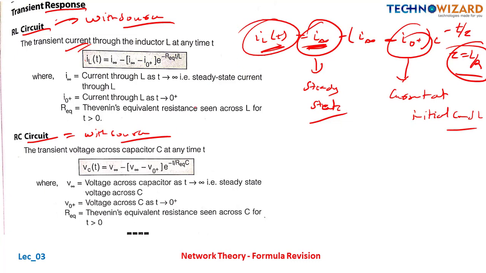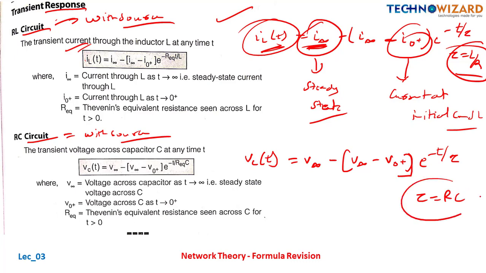Now for the RC circuit, it remains the same, but VC will come into consideration. VC of t is equal to V of infinity minus (V of infinity minus V of 0 plus) e to the power minus t by tau. Here tau will be equal to RC. The time constant for the RC circuit is RC and the time constant for the RL circuit is L upon R. Here V of infinity is the voltage at steady state and V of 0 plus is the voltage at time t equal to 0 plus, that is the initial condition.